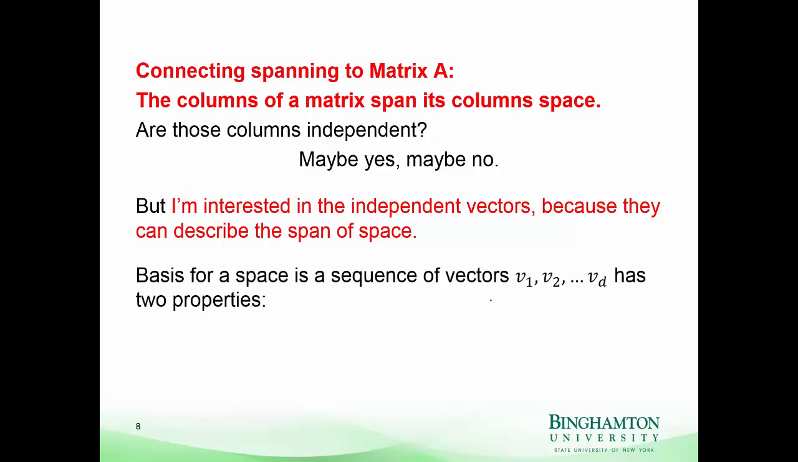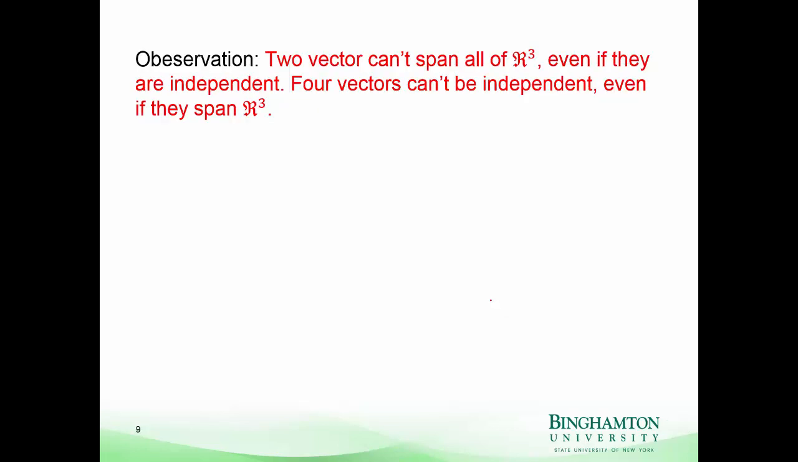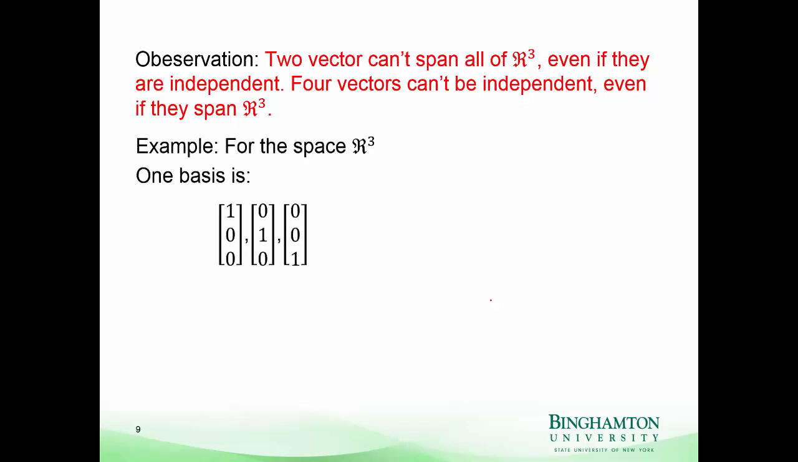So if we've got some set of vectors, v1 through vd, there are two properties that we need to talk about, as we already said: independence and spanning. Two vectors can't span all of R3 even if they are independent. Four vectors can't be independent even if they span R3. So these are just restating some of the things that we've already seen.